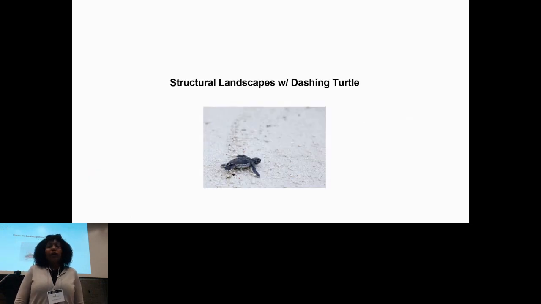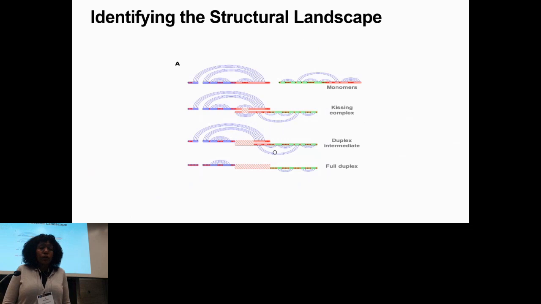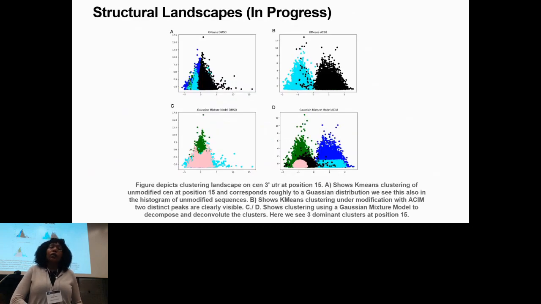And finally, we want to generate structure landscapes. So for natural antisense transcripts, it's assumed that they form fully complementary bindings, but this hasn't actually been confirmed. So there's just an assumption that this is true, but we don't really know. So what we want to do is identify the structural landscape between monomers, kissing complex, duplex intermediate, or the full duplex assumption. And so what we can do is look at that individually for each nucleotide and see whether we have a structural modification and measure the accessibility of that position.